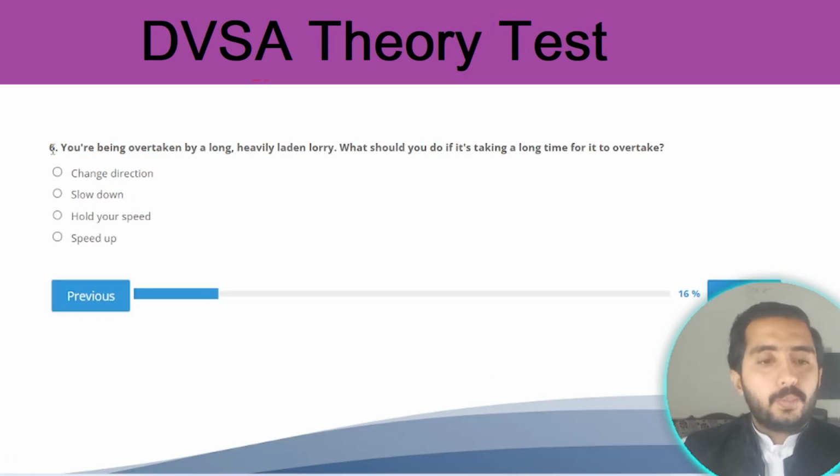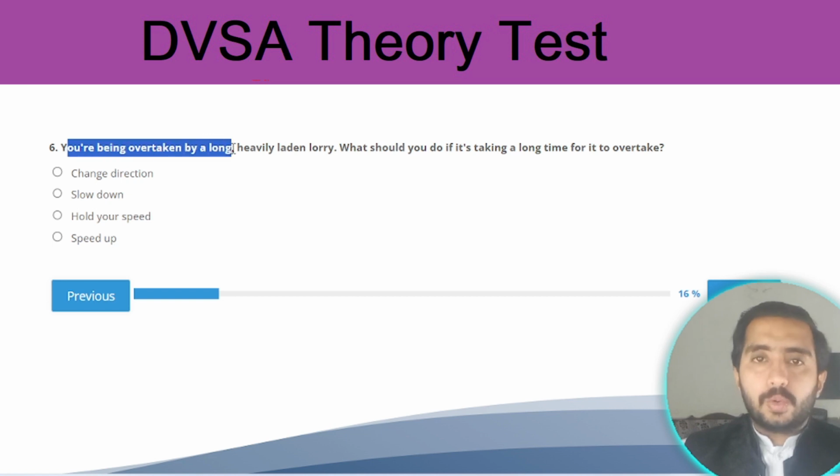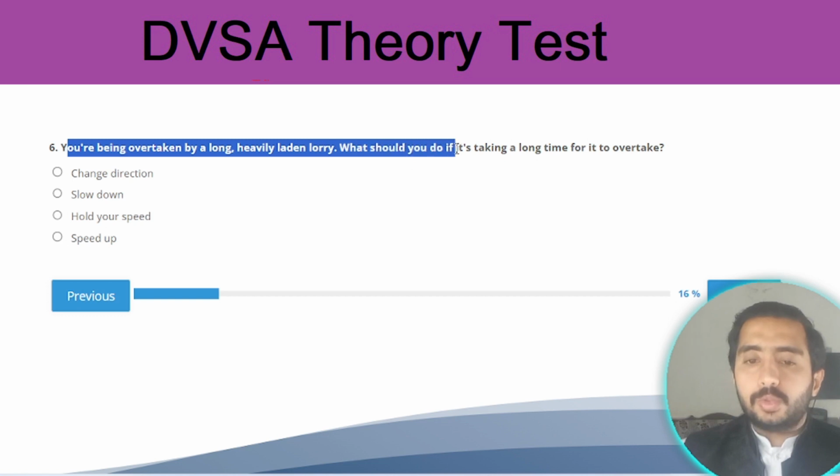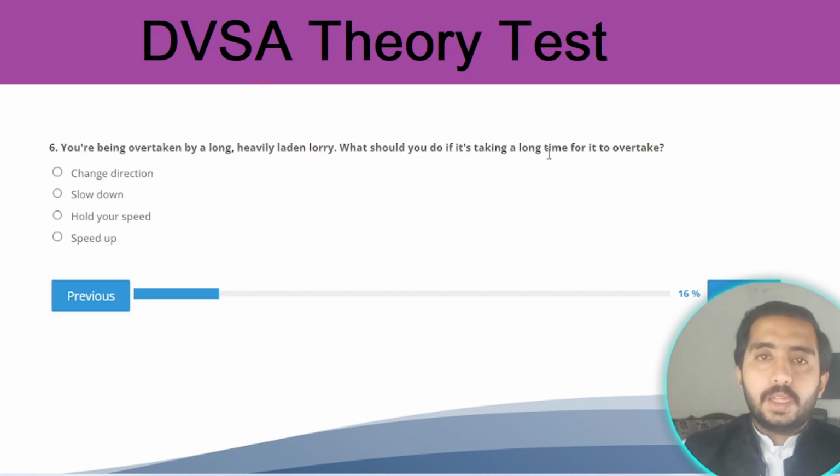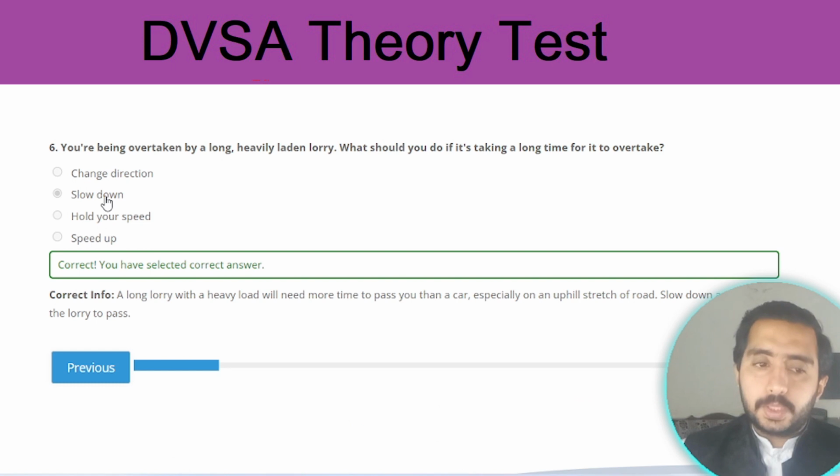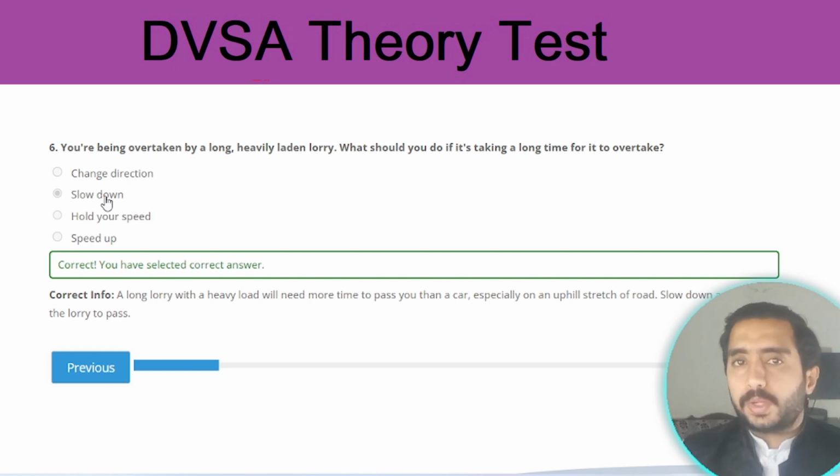Next question. Question number 6. You are being overtaken by a long, heavily laden lorry. What should you do if it is taking a long time to overtake? In this case, you need to slow down your own speed. Option B is the correct option.